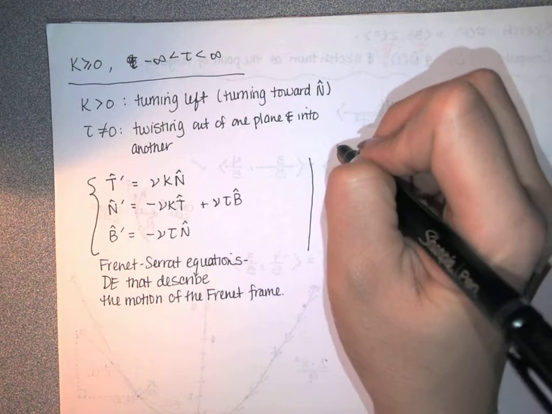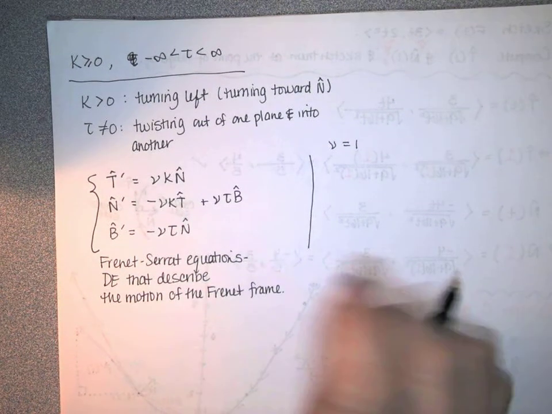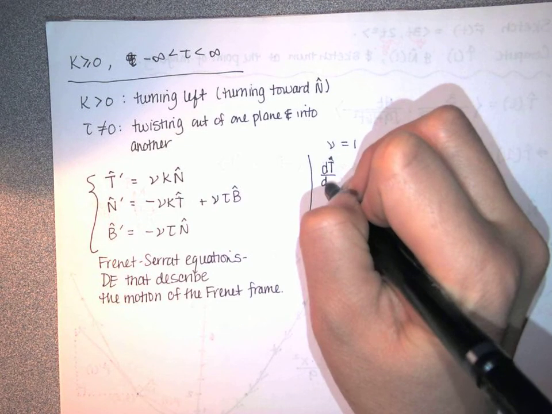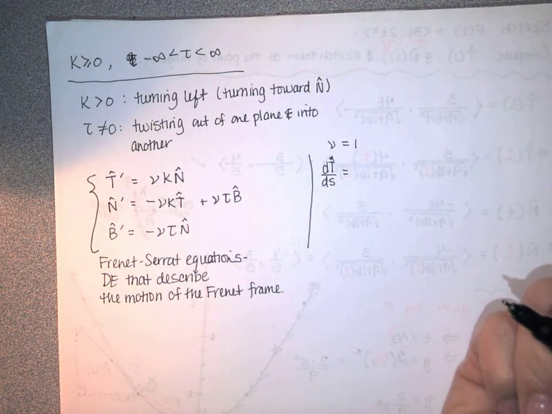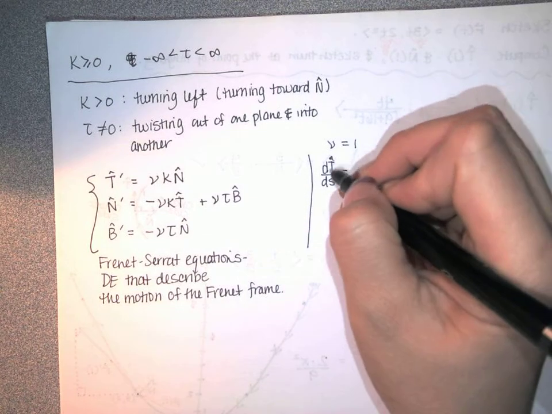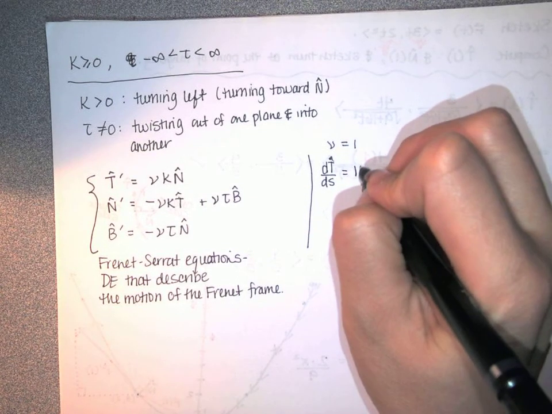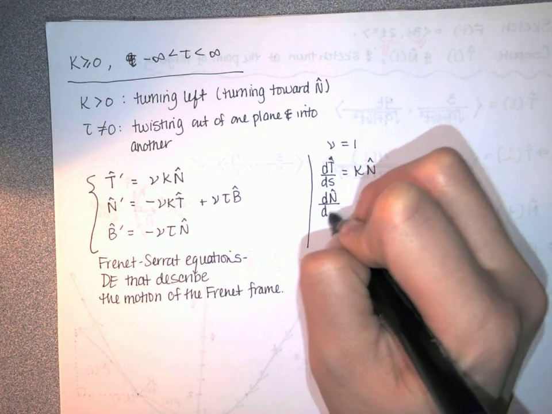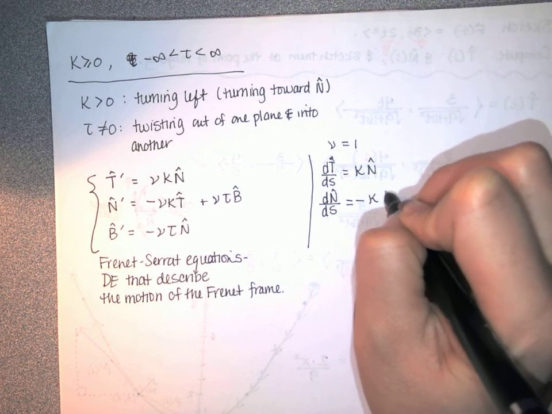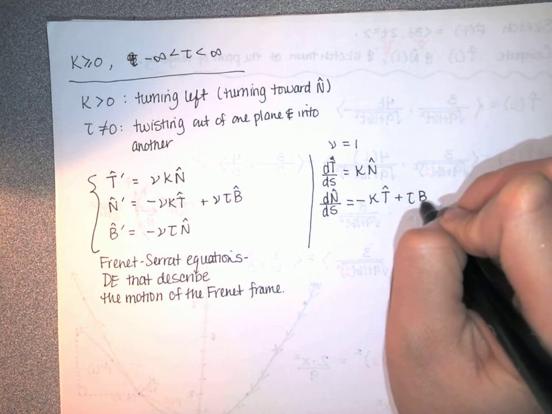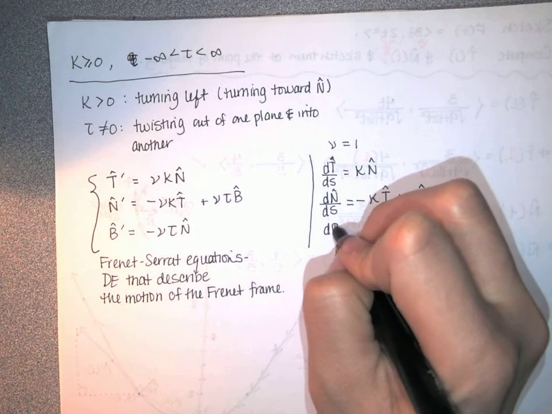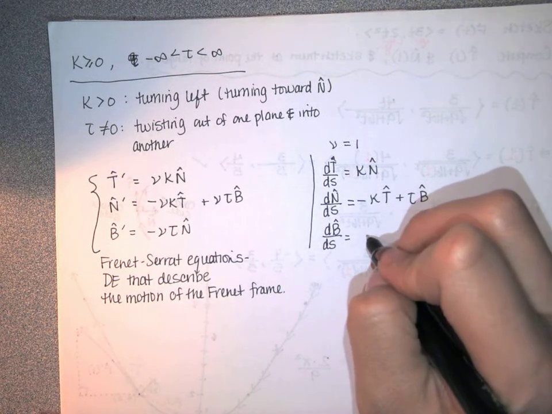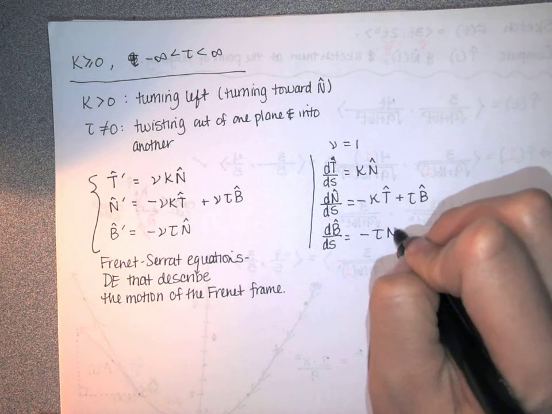Now, if we assume that we have unit speed, then I can get rid of all of those speeds. Or even if you don't assume unit speed, you could change these to derivatives with respect to arc length. Derivative of t hat with respect to length along the curve is curvature times n hat. Derivative of n hat with respect to length along the curve is negative curvature times t hat plus torsion times b hat. And the change in b hat, the binormal, with respect to arc length, is negative torsion times n hat.